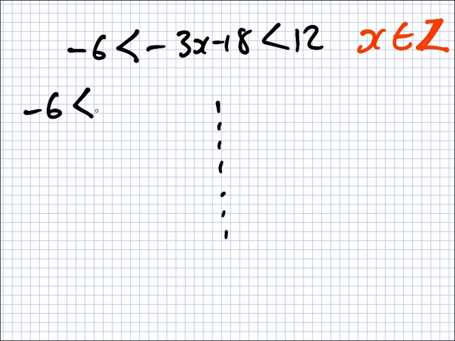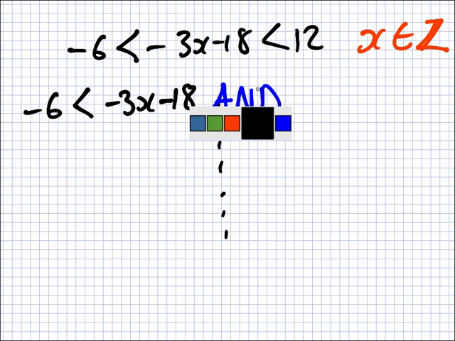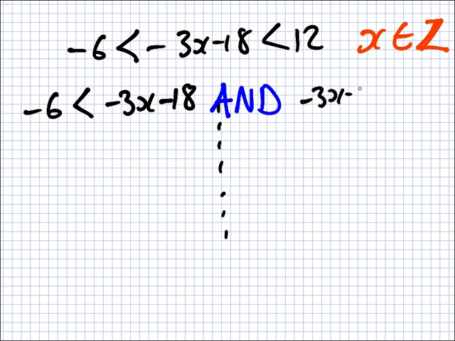Minus 6 smaller than minus 3x minus 18. And do I write and or do I write or here? No, and. Because you need the whole statement to always be true. So you need minus 6 to be smaller than minus 3x minus 18, and minus 3x minus 18 must be smaller than 12. They both must be true at the same time.